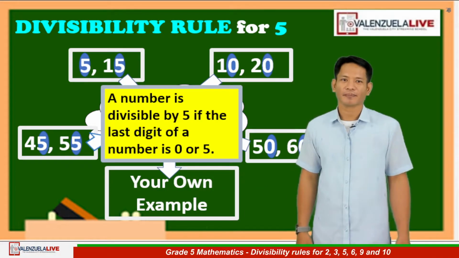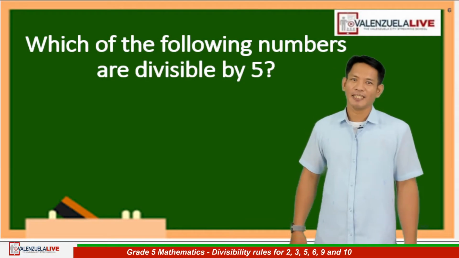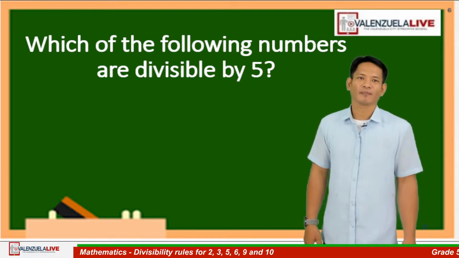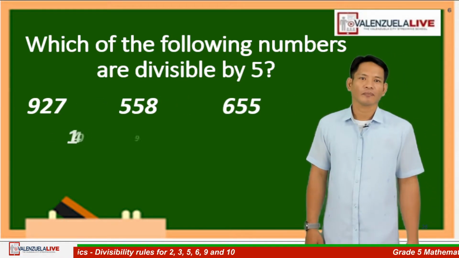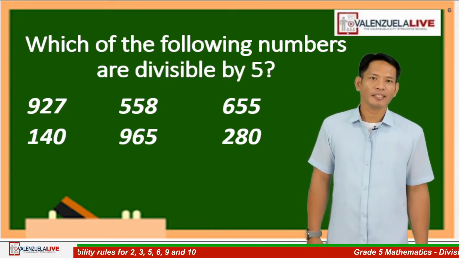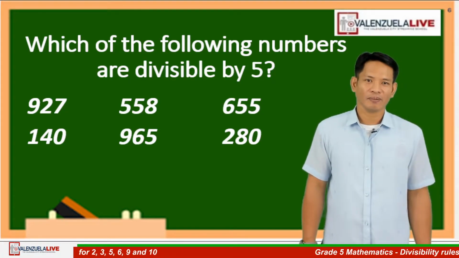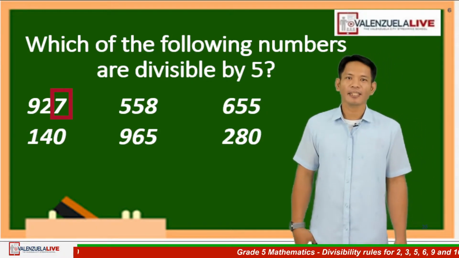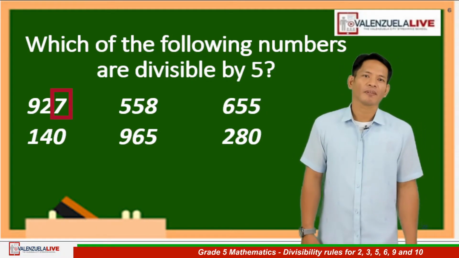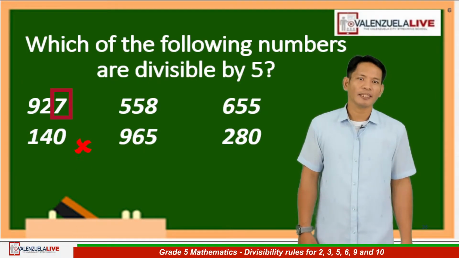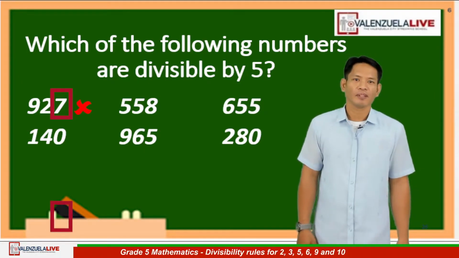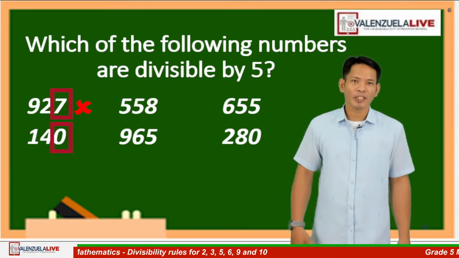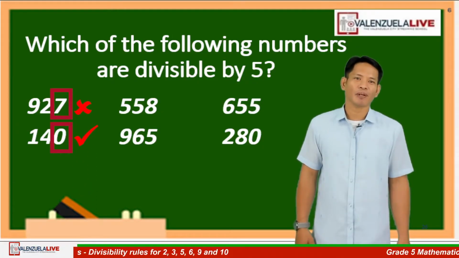Okay. Let's have an activity. Which of the following numbers is divisible by 5? We have 927. What's the last digit? 7. Is 927 divisible by 5? Of course, it is not divisible by 5. How about the next one, 140? Since the last digit is 0, therefore, it is divisible by 5.